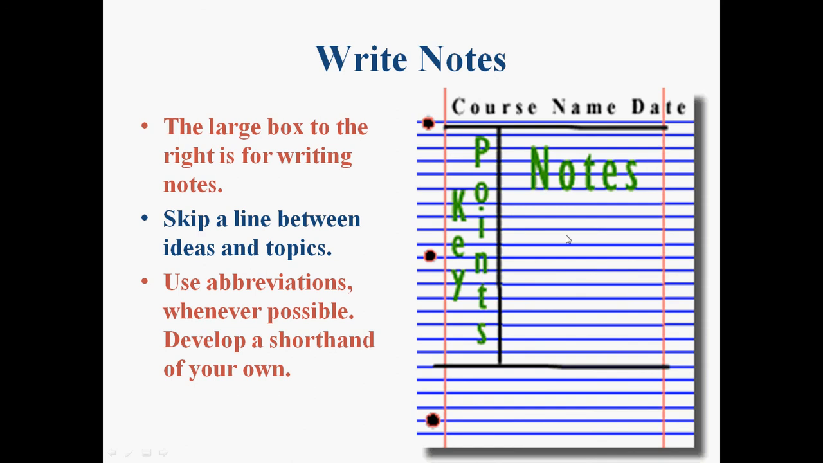The large box is for the actual notes. You should keep them simple. Learn to abbreviate when possible. Skip a line between the main ideas so that it's easier to use later.